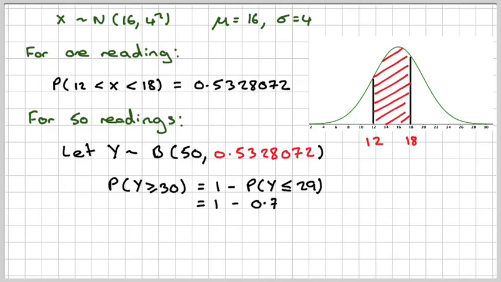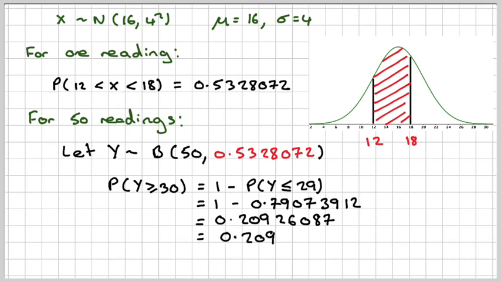So if we're doing it manually, we do 1 minus the probability of that, and that will be 0.2926087. So we can actually skip a step if we do it on the calculator. To 3 significant figures, that's 0.209, and as a percentage that's 20.9% to 3 significant figures.